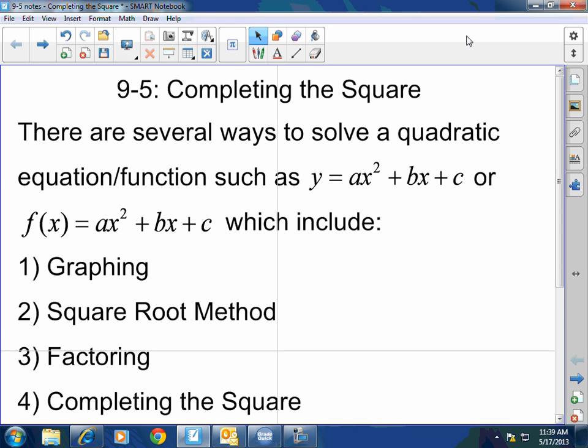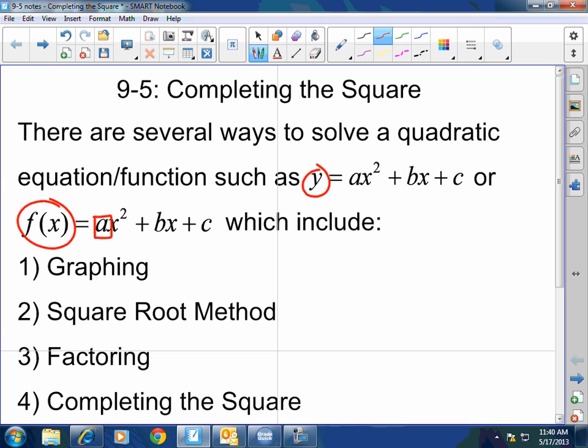Today we're going to be talking about completing the square. We're going to learn how to solve quadratic functions today by completing the square. There are several ways to solve a quadratic equation or function, such as y equals ax squared plus bx plus c, or f of x equals ax squared plus bx plus c. Please remember that y and f of x are exactly the same thing. They're just a fancy way of writing y. Please remember that a is the coefficient in front of x squared. Please remember that b is the coefficient in front of x. And please remember that c is the constant, or the y-intercept.